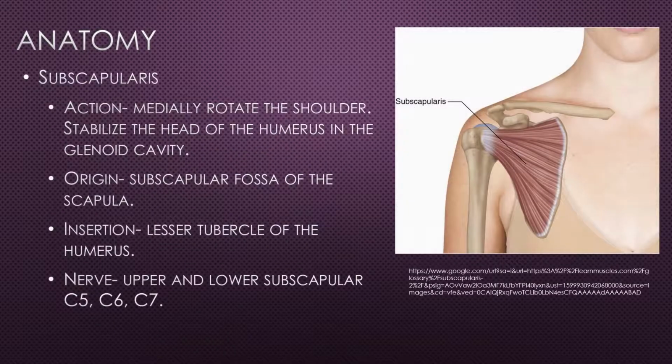The action of the subscapularis is to medially rotate the shoulder and stabilize the head of the humerus in the glenoid cavity. It originates on the subscapular fossa of the scapula. It inserts on the lesser tubercle of the humerus. The nerve that innervates this muscle is the upper and lower subscapular, C5, C6, and C7.